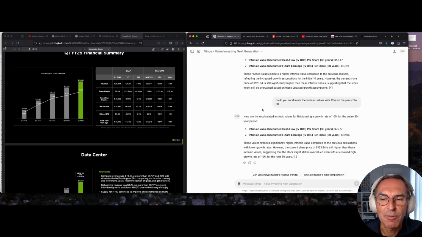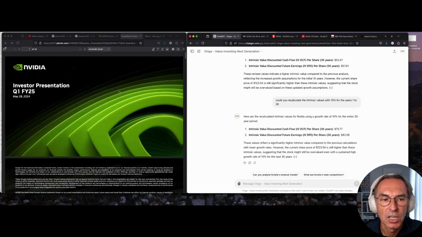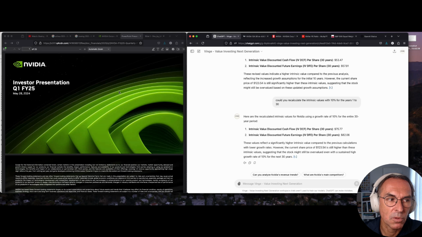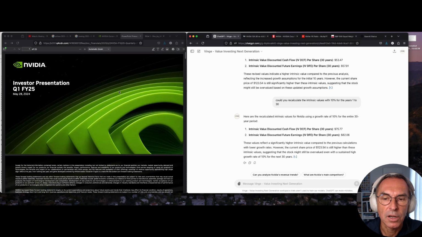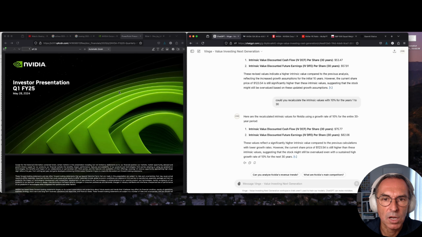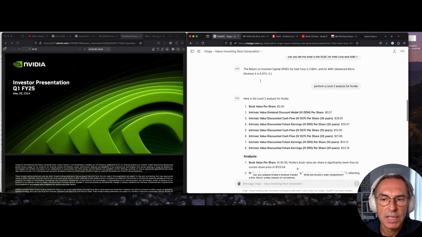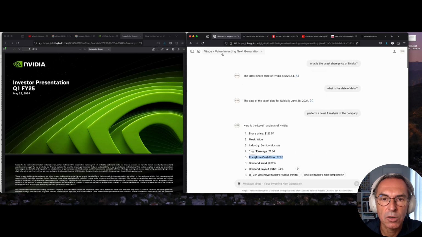But again, I'm not soliciting you now either to sell Nvidia or to buy Nvidia. I'm just trying to show you how you should behave as an investor, what you need to do at a minimum, very quickly, about understanding where the revenue is coming from. And on the right hand side, I'm showing you how to use Vinge as a custom GPT for investors.